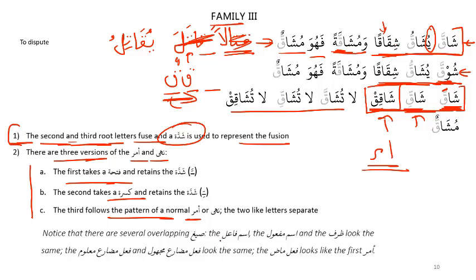And Dr. Ghani, notice over here. Shaqa means what? It means to dispute. Okay, this comes quite often in the Quran. So people who dispute, people who argue. So shaqa. Okay. And here also notice that there are several overlapping sighas or words. Ismul fa'il, maf'ul, zarf, they all look the same. So fa'il, maf'ul, and the zarf all look the same. From context, when we read books, then we'll have to figure out which particular meaning to use.